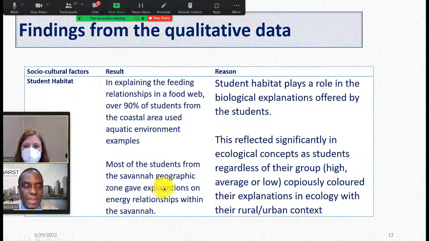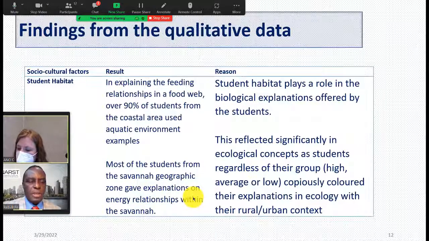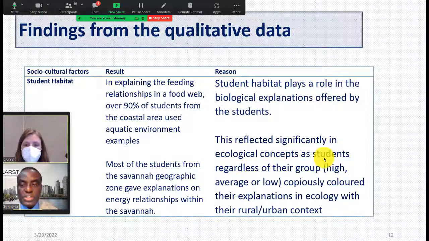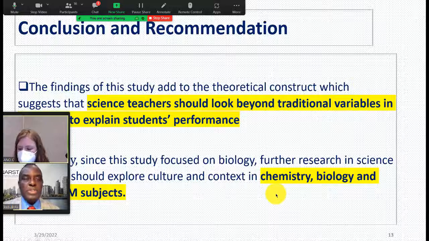Most of the students from the Savannah geographic zone, you see, the school I'm talking about, King's College, Lagos, has students from all over Nigeria. Those in the north, those in the Savannah area, and all that. So they gave explanations on energy relationships within the Savannah, meaning that when you are in a biology class, students asked for explanation will draw from the resources of their habitat to provide that explanation. Now, this reflected significantly in ecological concepts as students, regardless of their group, who copiously color their explanations in ecology with their rural, urban context.